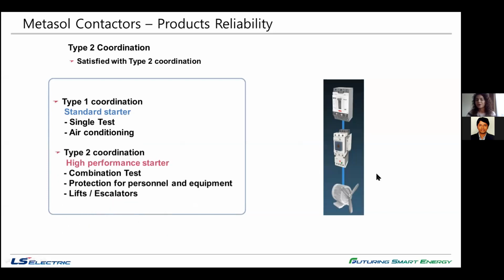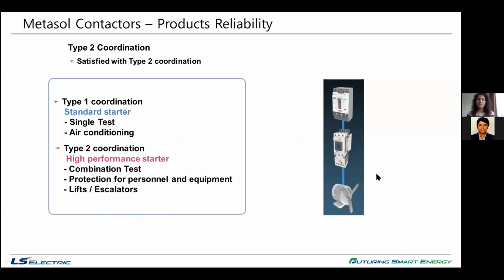Next, the type 2 coordination. Now, the difference between type 1 coordination and type 2 coordination is that type 1 is used for the standard starters and type 2 is used for the high performance starters. In type 1 coordination, under the short circuit condition, if there is a short circuit fault, you will have to replace the MetaSOL contactor, any contactor basically, and you cannot reuse it again. Whereas in type 2 coordination, you can reuse the contactor again. That's the main difference, and hence we have the type 2 coordination.